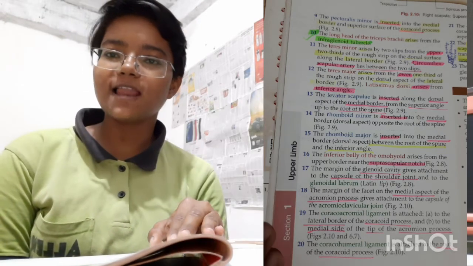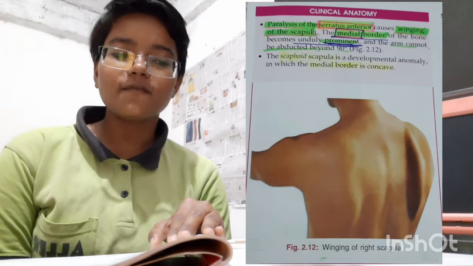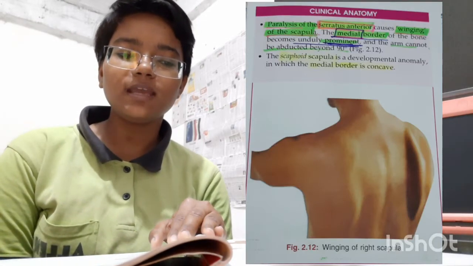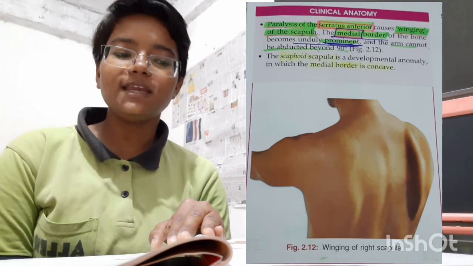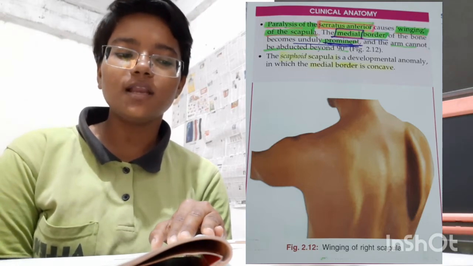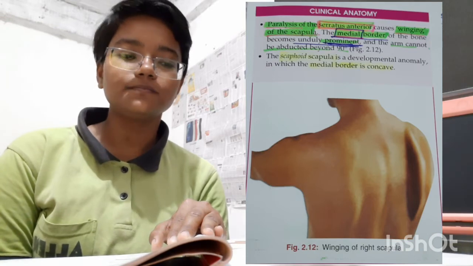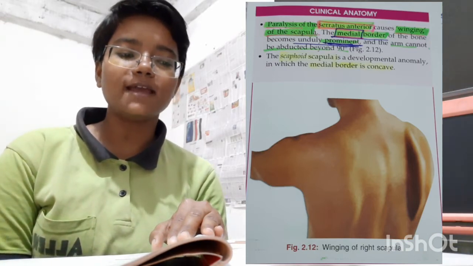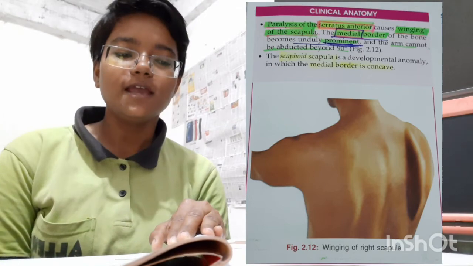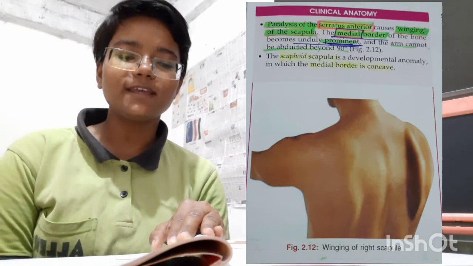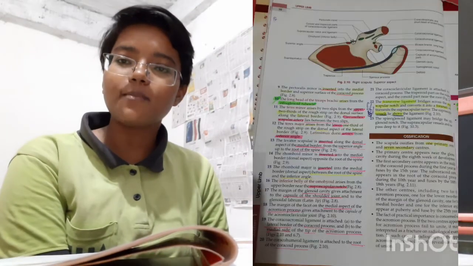Now, clinical anatomy. Paralysis of serratus anterior causes winging of the scapula. The medial border of the bone becomes unduly prominent and the arm can't be abducted beyond 90 degrees. The scaphoid scapula is a developmental anomaly in which the medial border is concave. Now, ossification of the scapula.